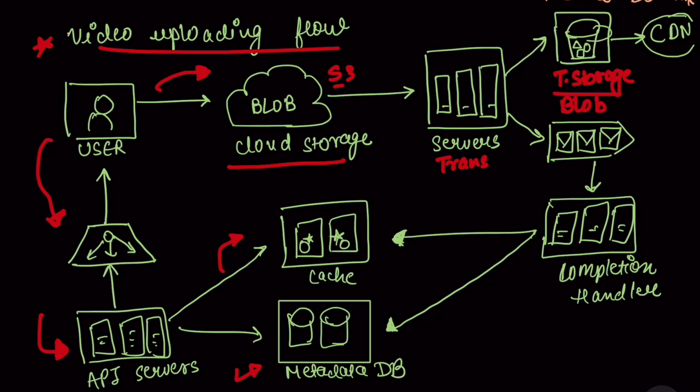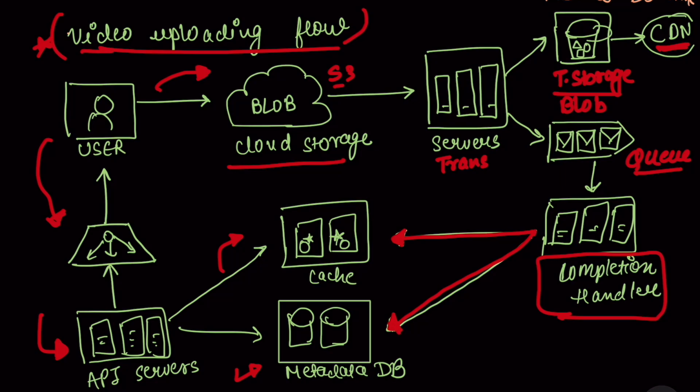Once the transcoding is done, we are going to cache the videos in the CDN. We also have the message queue over here. This is the message queue that is going to store the information about video transcoding completion events. Then we have the completion handler. This consists of a list of workers that pull the event data from the completion queue, and this completion handler helps us update the metadata cache and database.